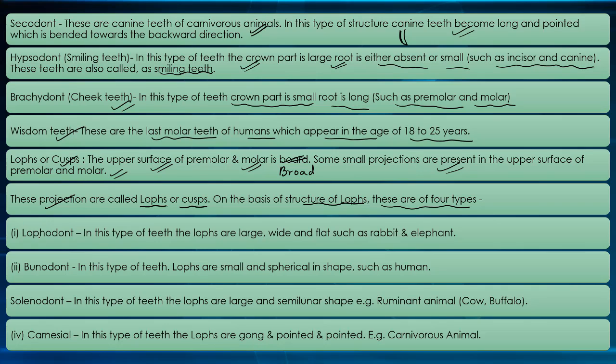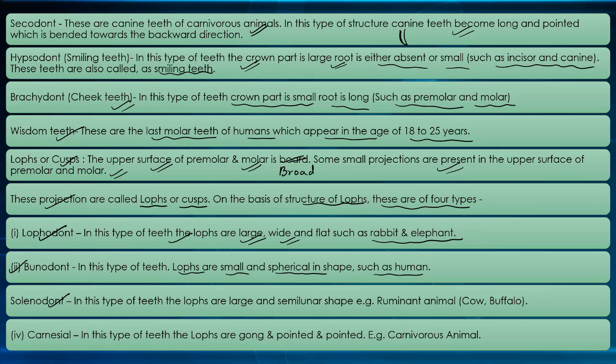Lophodont. In this type of teeth, the lobes are large, wide, and flat, such as in rabbit and elephant. Bunodont. In this type of teeth, lobes or cusps are small and spherical in shape, such as in humans. Lophodont, the cusps are very large, flat, and wide.